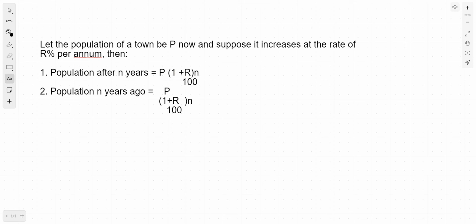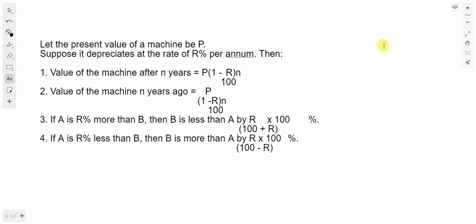So this is the next formula for percentage. Let's say the present value of a machine is p and it depreciates at a rate of R% per annum. Then what will be the value after n years? We just studied the formula for the value after n years and n years ago. It will be p into 1 minus R upon 100, to the power n. And for n years ago, it will be p divided by 1 minus R upon 100, to the power n.